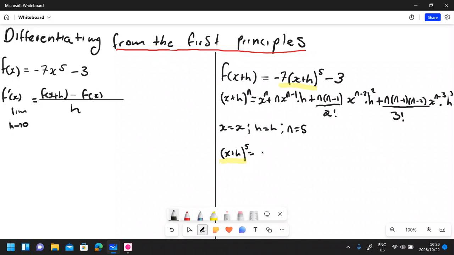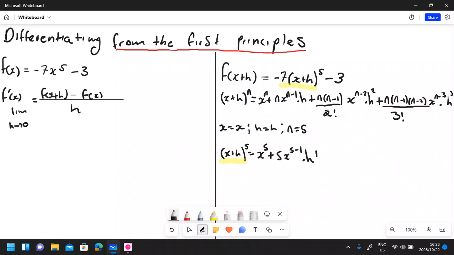So when you substitute, remember we have x to the power of n. In this case, our n is 5, so it's going to be x to the power of 5 plus, right? Now let's look at the second term. We have n multiplied by x to the power of n minus 1. So our n is 5 multiplied by x to the power of 5 minus 1, and then multiplied by h. Our h here is h, so there's nothing that we can do there. We don't change anything.